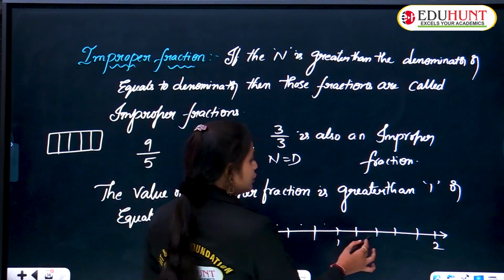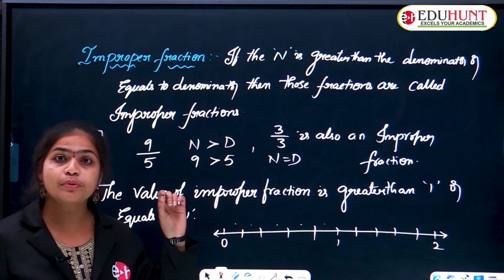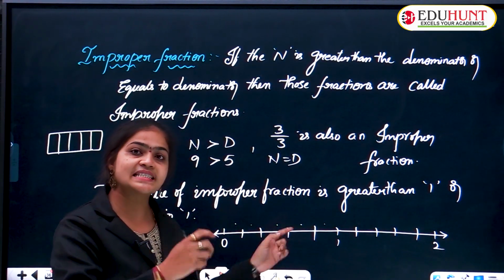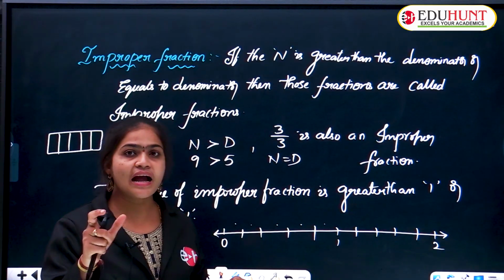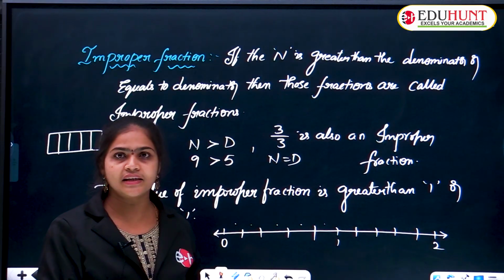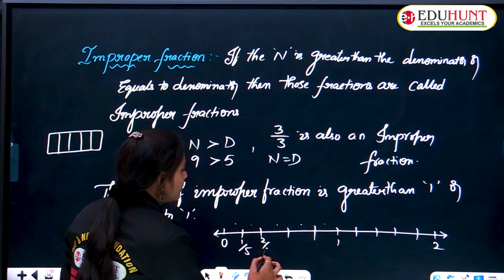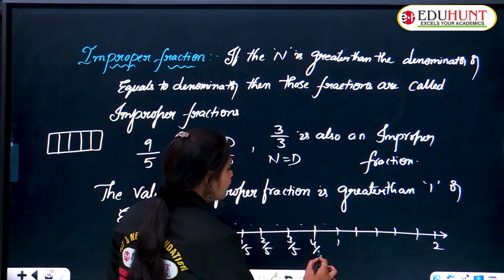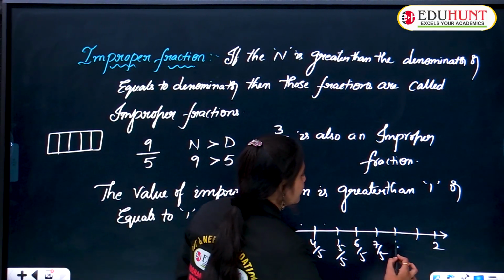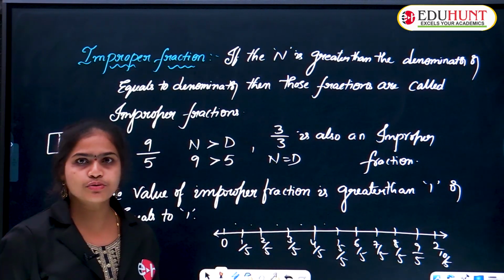Now here 1, 2, 3, 4, 5 equal parts. The denominator always shows the number of equal parts. That's why here 0 to 1 is divided into 5 parts, and also 1 to 2. The second chocolate we are taking also has the same equal bites. Understood? Now after 0 comes 1 by 5, 2 by 5, 3 by 5, 4 by 5, 5 by 5 is nothing but 1, 6 by 5, 7 by 5, 8 by 5, 9 by 5, 10 by 5 means 2 again. 5 to 10.